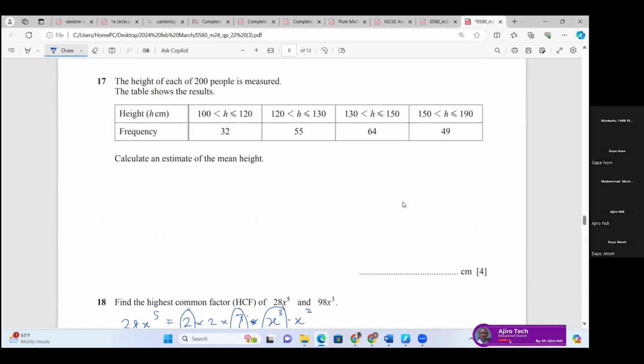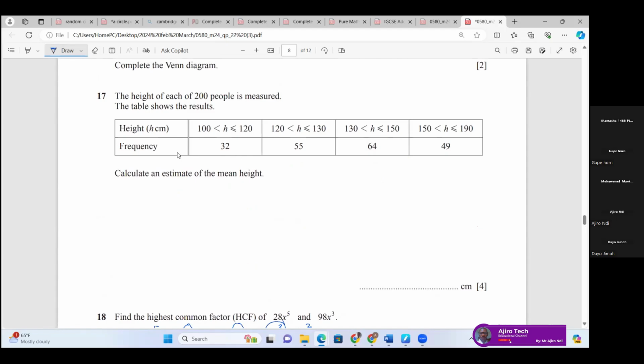Now, calculate an estimate of the mean. So to find the mean, we have to look for summation fx over summation f. This is f. This is x. Look for fx. Now, I can't just use this class as my x. I have to look for a midpoint. So the midpoint between 100 and 120 is 110. 120 and 130 is 125. 130 and 155 is 140. The midpoint here is 170.